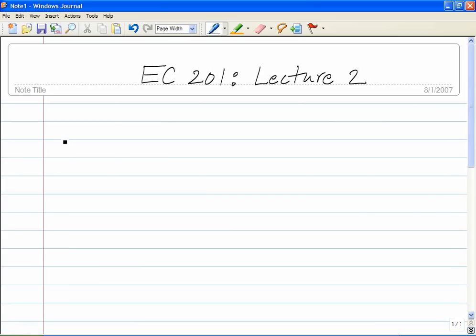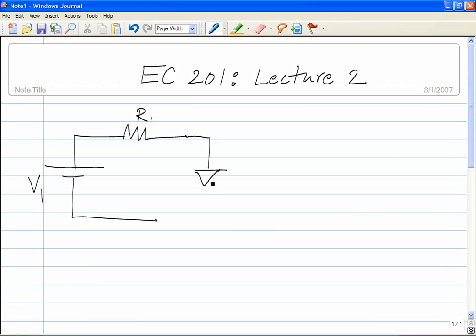Yesterday we started off by looking at a very simple nonlinear network, one using only one nonlinear element, that nonlinear element being the diode. The network itself, we call this V1, a resistor R1 and a diode D1. The voltage across the diode was denoted by capital V sub D, and the current in the loop was denoted by I.